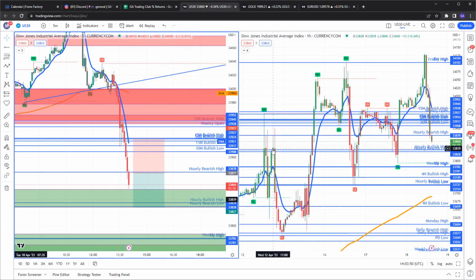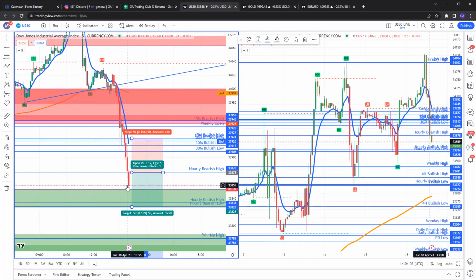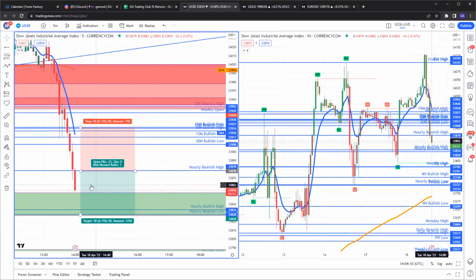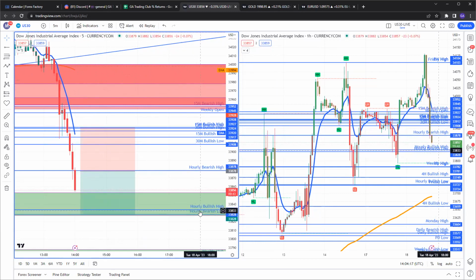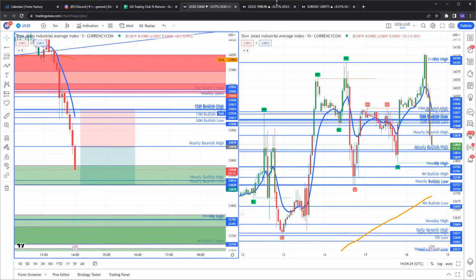So I'm looking at this hourly candle from Wednesday, April 12th, as the hourly order block candle. But what I would be looking for here is closure below and then a retest of this hourly bearish high and closure below. And then at that point, I would be looking to enter into a sell. Stop loss here, 50 pips stop loss, 50 pips take profit. Keep in mind, we also do have an hourly bullish zone around here. So we'll just wait on that trade.